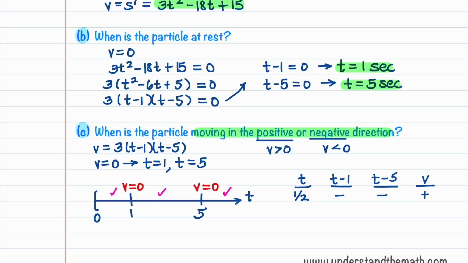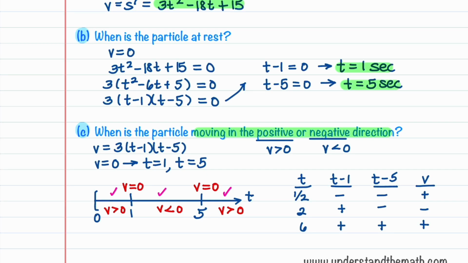Now I'm going to pick a point between 1 and 5. I'll just choose 2. 2 minus 1 is positive, 2 minus 5 is negative, so our velocity is negative. And then lastly, I'm going to pick a point that is greater than 5. So let's just say 6. 6 minus 1 is positive, 6 minus 5 is positive, so our velocity is positive. So I'm going to add in our table here that our velocity is greater than 0. In the middle region, it's less than 0. And then in our region on the right, it is greater than 0.